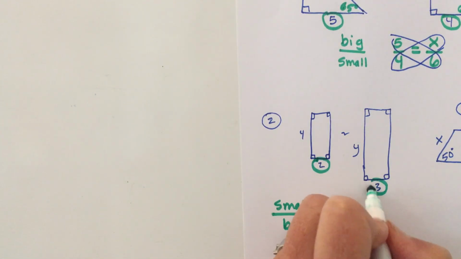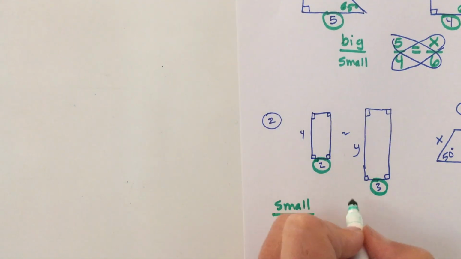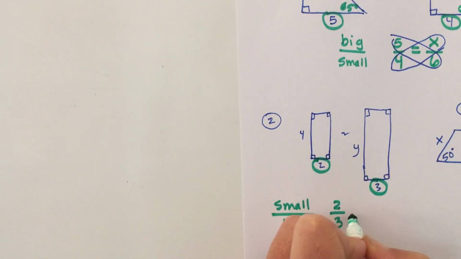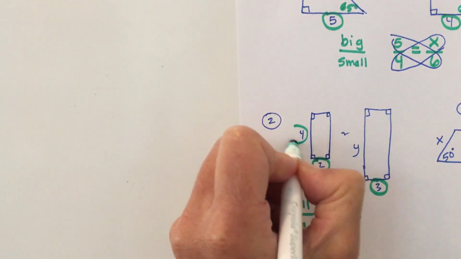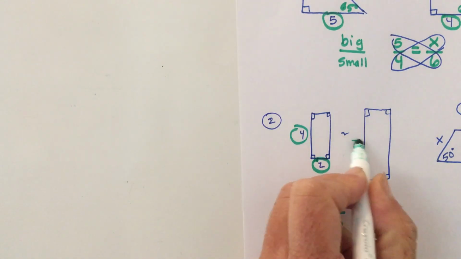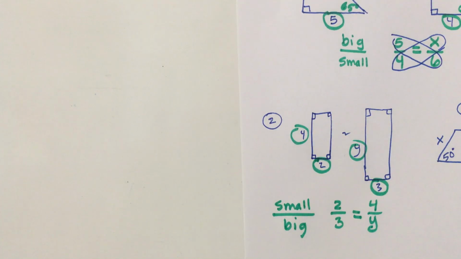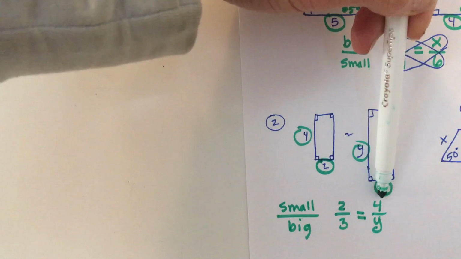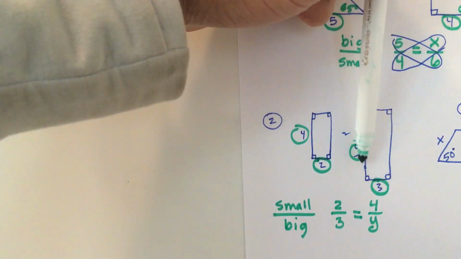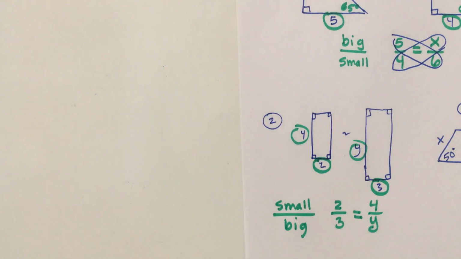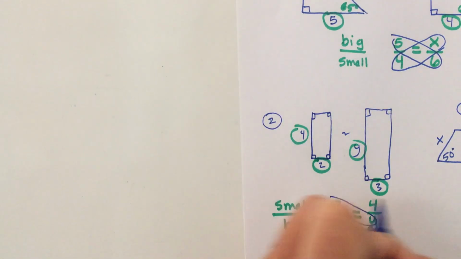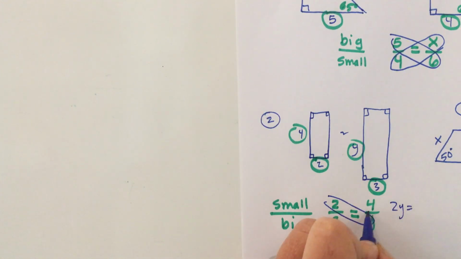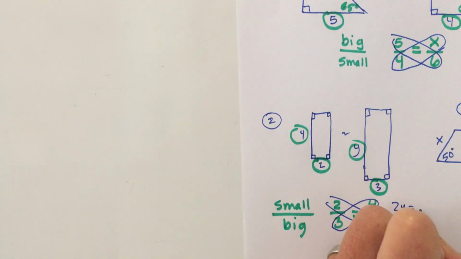The big one's corresponding side is 3. So small over big would be 2 to 3. Okay, the small one has a side of 4. The big one has a side of y. Okay, so the thing that's really important is that the small numbers are 2 and 4, 2 and 4. The big numbers are 3 and y, and you have to be really consistent about that. Okay. All right, when you solve, you cross multiply. So you do 2 times y equals 3 times 4, divide, and you get that y equals 6.